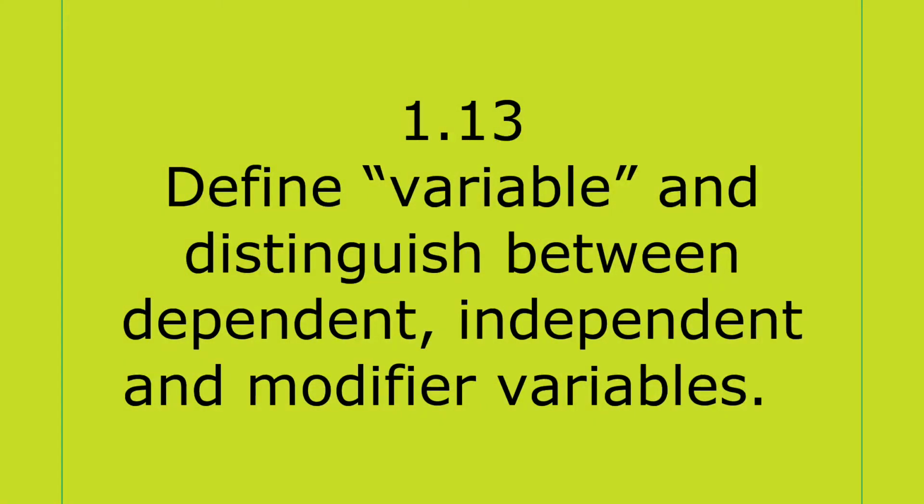So for objective 1.13, you need to define the term variable and then distinguish between the different types of variables: dependent, independent, and moderator variables. This is a really important objective because those terms, those concepts or constructs, are used throughout the entire class. The information that I provide about the different types is included here, and then you're going to apply this information to one of the later objectives in part 1.